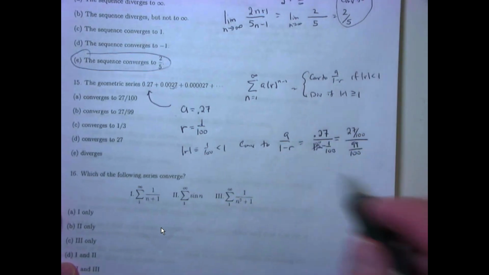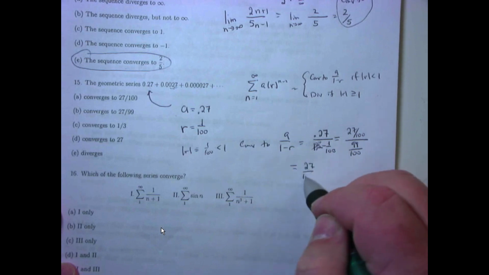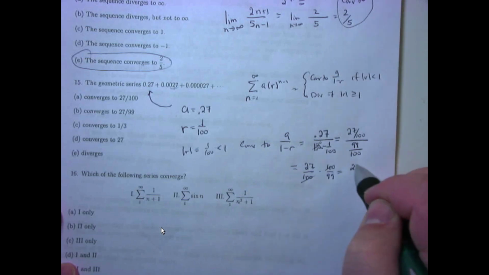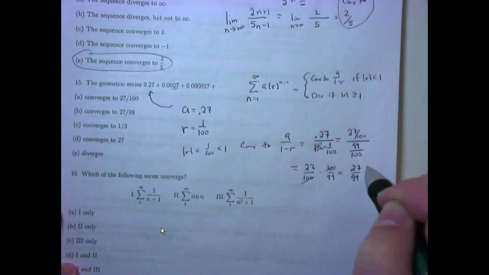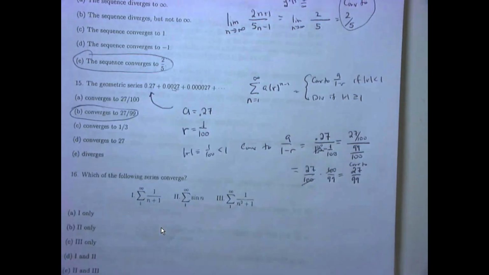And what do you do when you have a fraction divided by a fraction? Multiply by the reciprocal. You flip and multiply. So that's 27 over 100 times 100 over 99. The 100s cancel, and I get the answer 27 over 99. This is what it converges to, and which is answer B. Does that make sense? Geometric series, and I really didn't need a calculator for all this stuff.